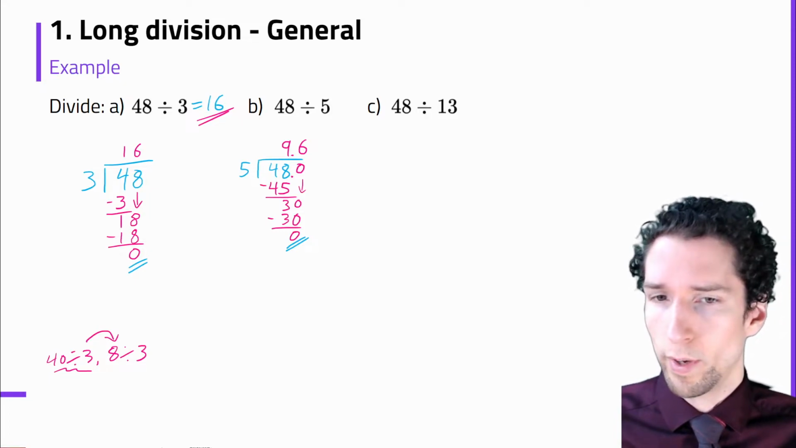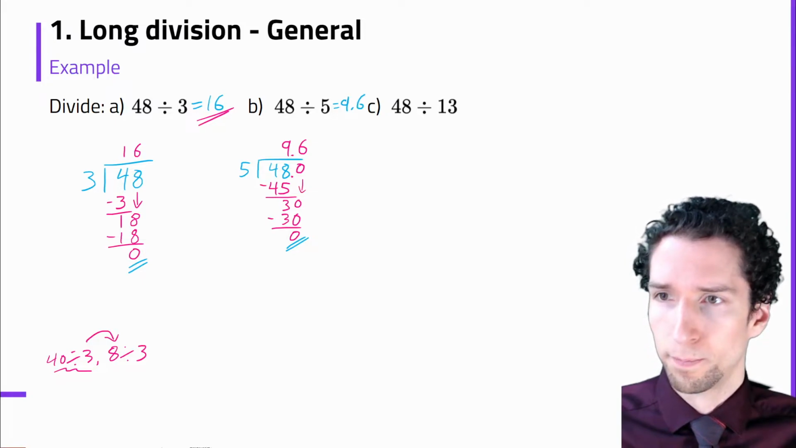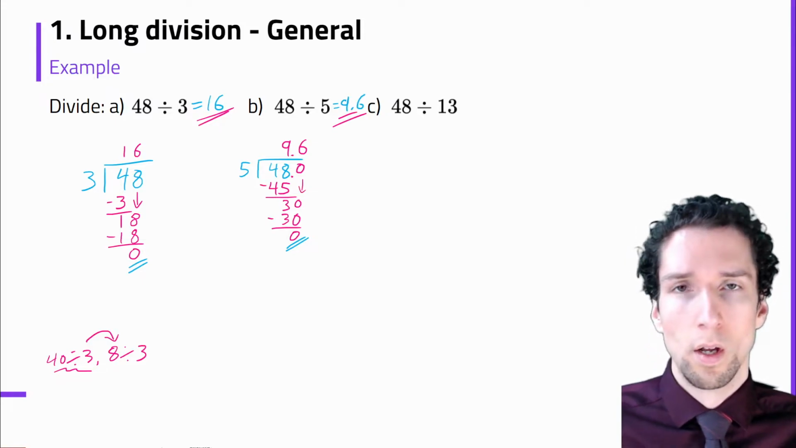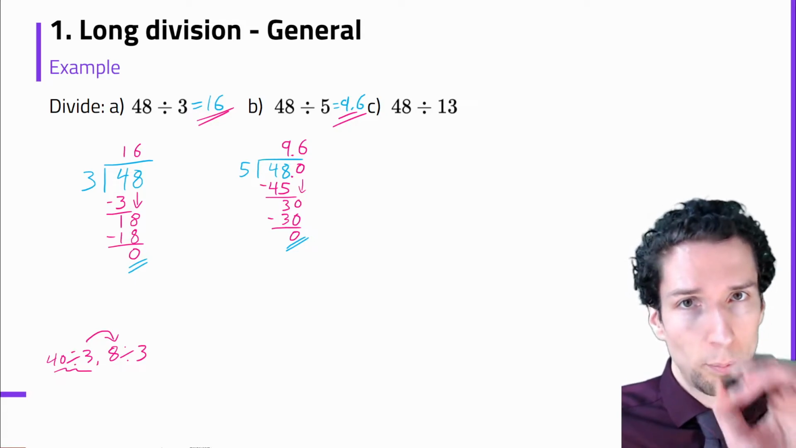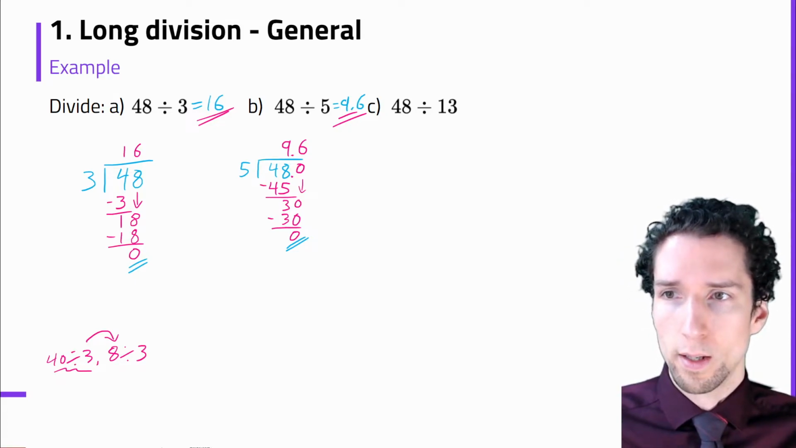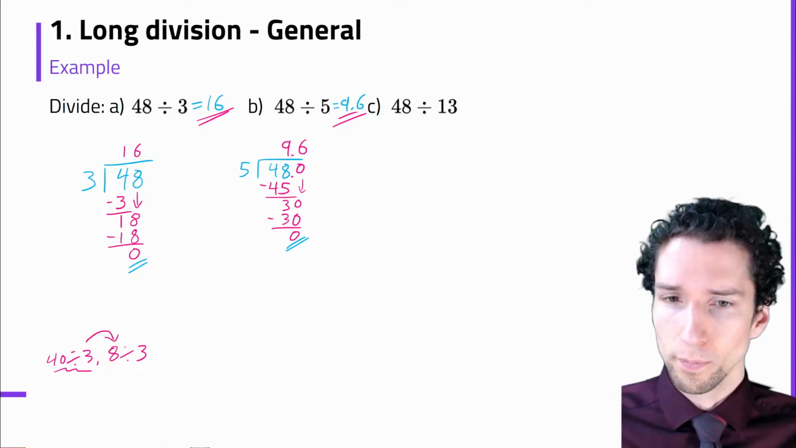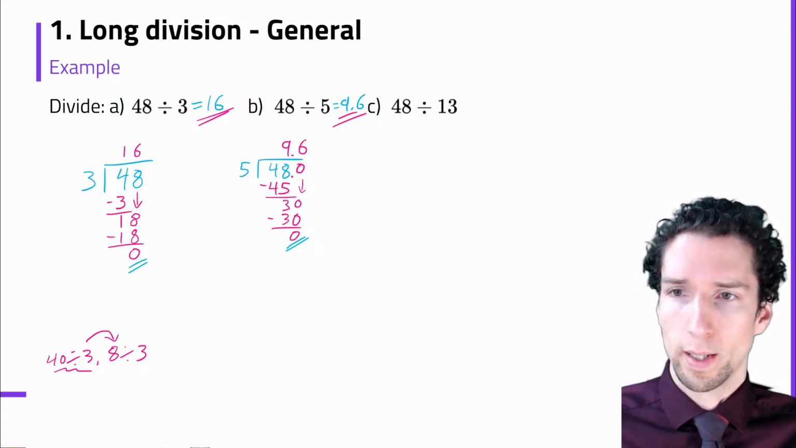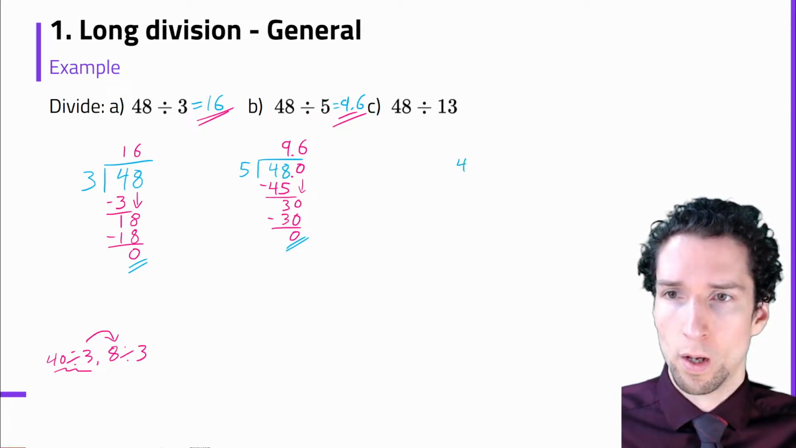So our final result here is 9.6. All right, so we have a decimal, but it's a precise decimal. It's exactly 9.6. The last one here, we're not going to get that level of precision. So let's actually do this. So 48 divided by 13.